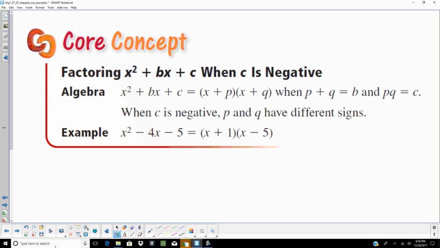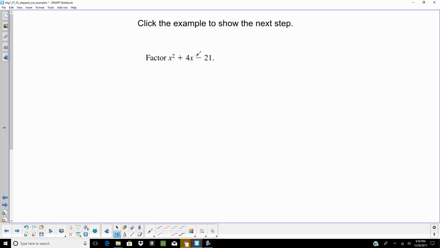All right. Let's talk about sometimes when c is negative. You're still going to do it the same way. You're looking for two numbers that multiply to your constant and add to the number in front of the x. However, when that number in front of the constant is negative, you're going to have two different signs, one positive, one negative. You just have to be really careful with your signs. So let's take a look.